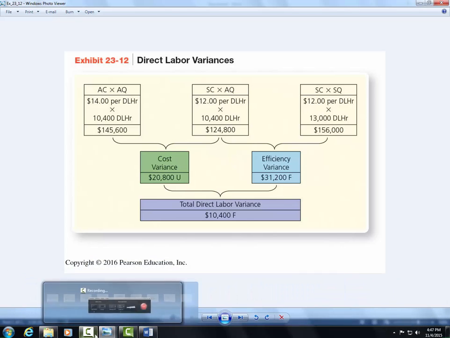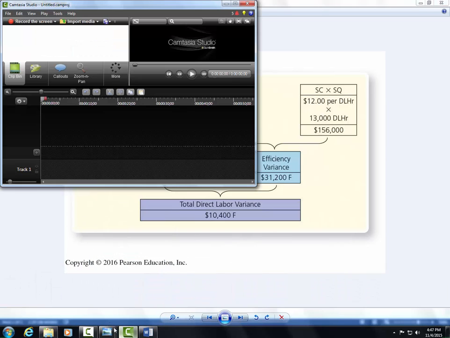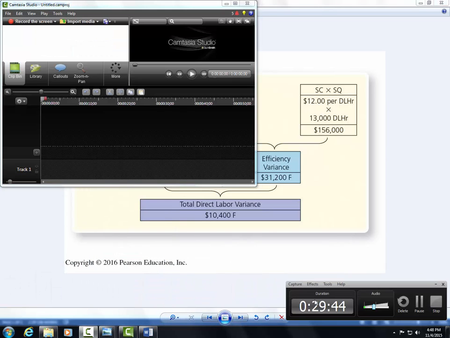That completes this part of the lecture. I'm going to do one more problem where we're calculating variances for direct labor and direct materials.